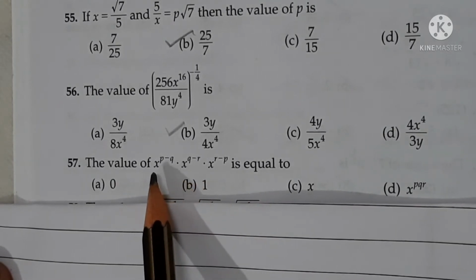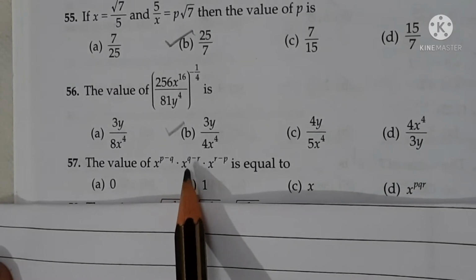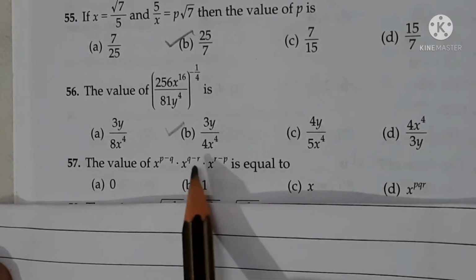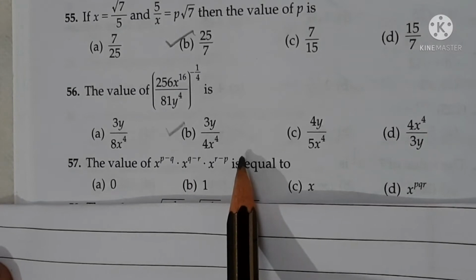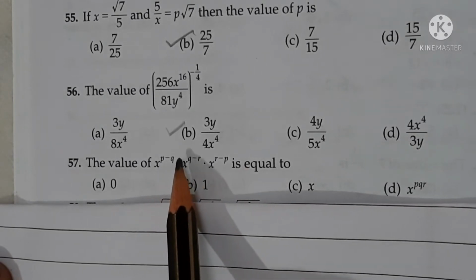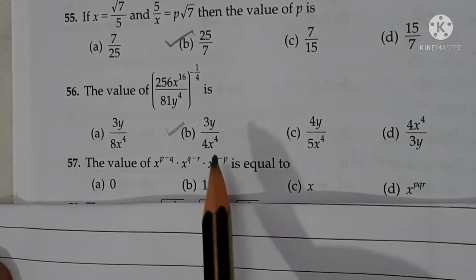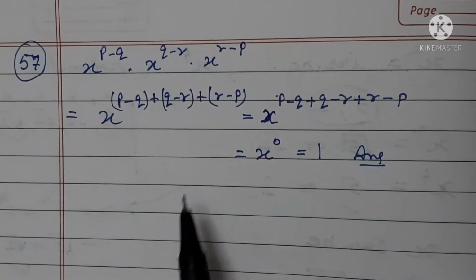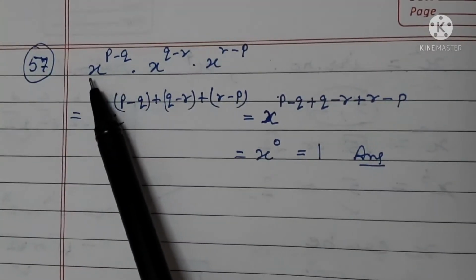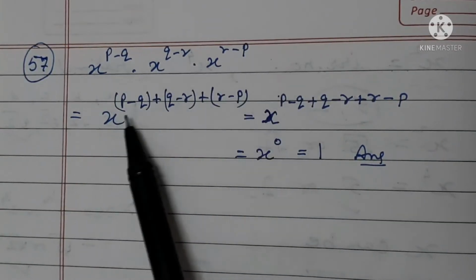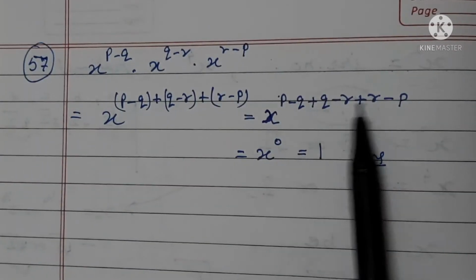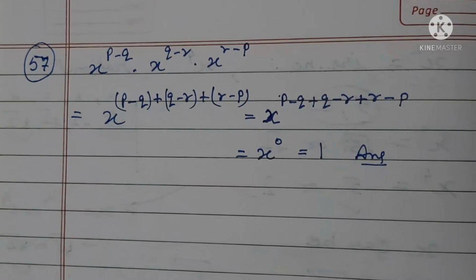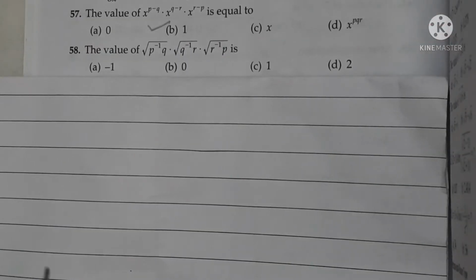So here you can write it x to the power of p minus q plus q minus r plus r minus p. When you add these powers, all powers will be cancelled and you will get x to the power of 0, and any number having power 0 is equal to 1. So option B is correct. This is the solution of question number 57. Base are same, so powers will be added and these powers will cancel out each other, and x to the power of 0 is equal to 1. Answer. Now question number 58.